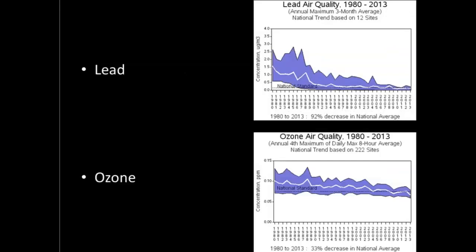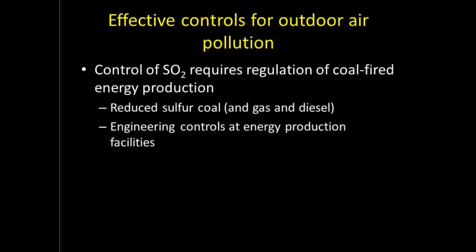Lead, tremendous variability and very high mean concentrations in 1980 that have now decreased. You can see how compact that range is now. All hovering around the national standard. Ozone has been much, much more difficult, mostly because it's a secondary pollutant, so it's much more difficult to specifically regulate. But ozone concentrations have decreased over time, and we are making progress there.